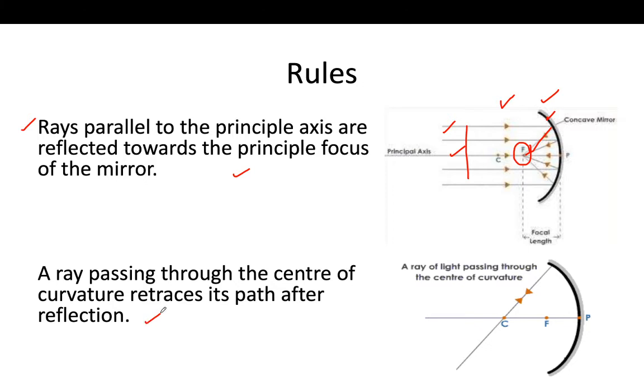Second, a ray passing through the center of curvature retraces its path after reflection. So what happens if the ray passes through this point, as it's going there? If the ray passes through this point, then the ray will return back along the same path. That's why a ray passing through the center of curvature retraces its path after reflection.